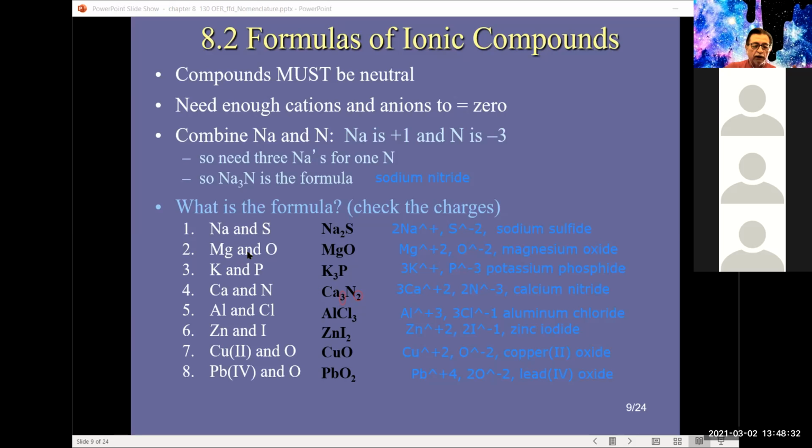So we have 1, 2, 3, 4, 5, 6, 7, 8. Just here you have 64 combinations of different compounds. I start with sodium and sulfide, but I can go sodium and oxide, sodium and phosphide, sodium and nitride, sodium and chloride, iodide, etc. So we're starting to build up our library of chemical compound names and formulas.